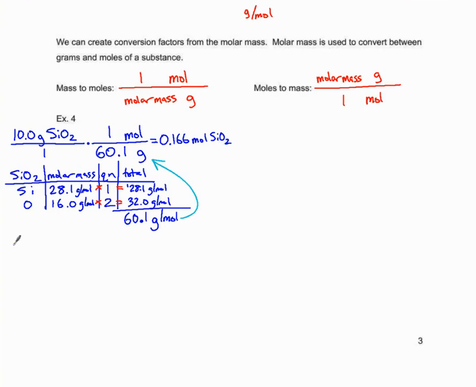So let's try another one. Let's say that we have 10.5 grams, and this is Pb(NO3)2. We're talking about lead(II) nitrate. And we want to know, based on this mass, how many moles do we have? In order to do this, we have to know the molar mass of lead(II) nitrate. And so let's set up our table.